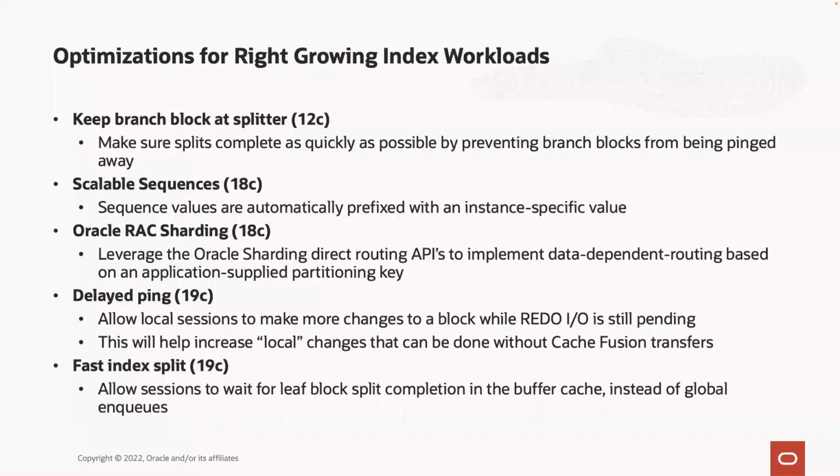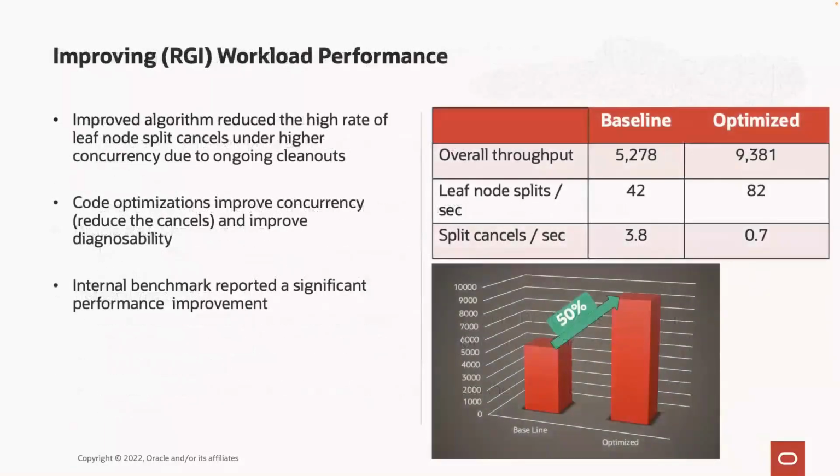And the most important one is what we call fast index split, which allows the leaf block split completion to happen in the buffer cache instead of going through the global NQs. So we even try to optimize this in the buffer cache itself. As you can see, we've done a lot of work to make sure that right-growing workloads can be optimized and can scale as fast as possible. In fact, some of these changes have helped improve some of the typical wait events on an internal benchmark. We could see about 50% better performance. Okay.